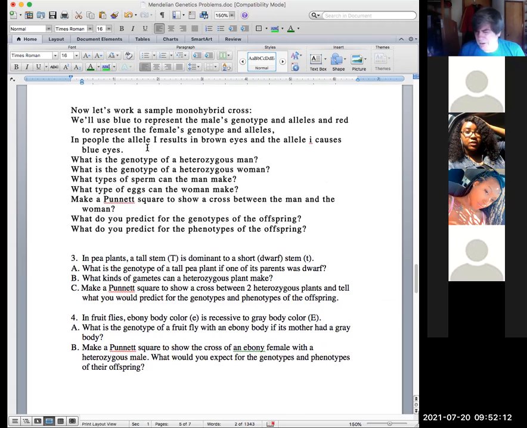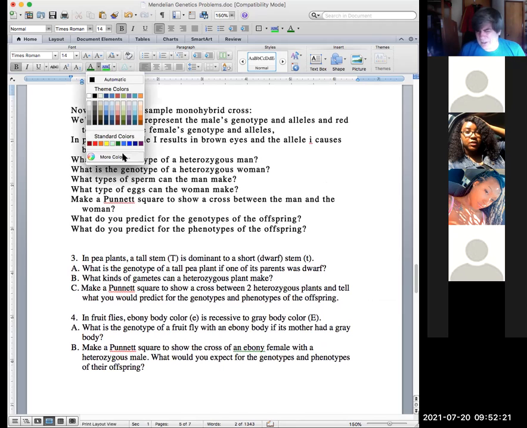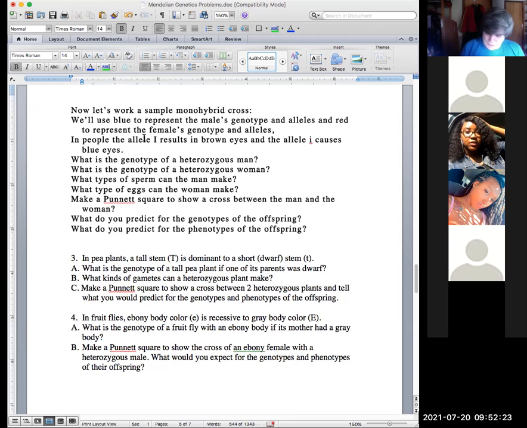In people, the allele big I results in brown eyes, and the allele little I causes blue eyes. What's the genotype of a heterozygous man? So he's heterozygous, so his genotype is big I, little I. What's the genotype of a heterozygous woman? Okay, so her genotype is also big I, little I.